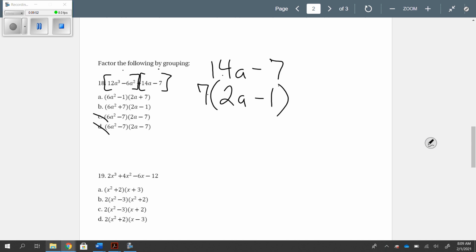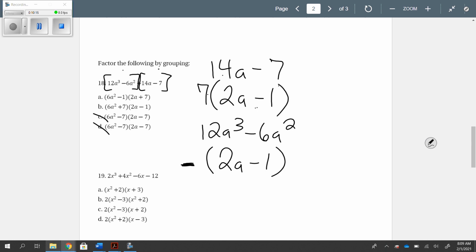We know, according to my notes and all the practice we've done, that whatever we factor out with 12a cubed minus 6a squared, the GCF will be here, right? We don't know what that is yet. But on the inside, what will it be? Well, we know it has to be the exact same as up here. So it's going to be 2a minus 1.